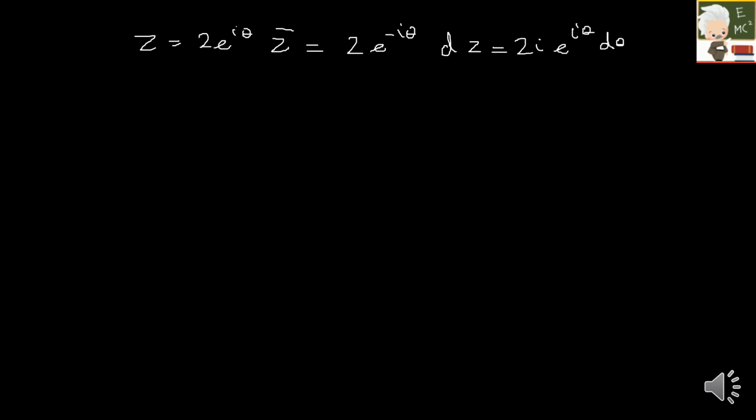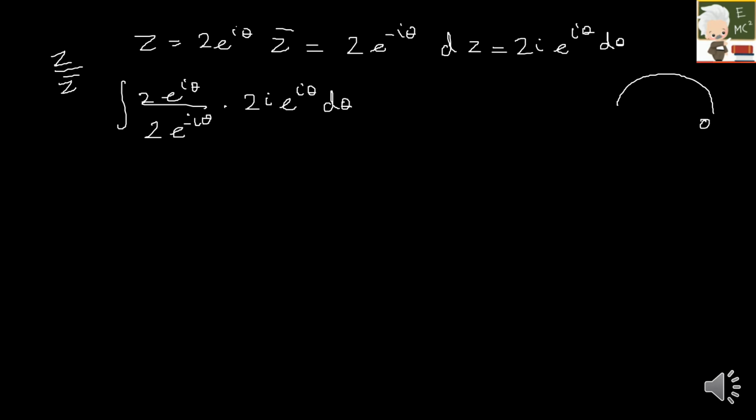So the data we are having is z is equal to 2 e raised to i theta and z bar is 2 e raised to minus i theta and dz was 2i e raised to i theta d theta. Fine? Good. So now integral, it was z by z bar. This was our question. So 2 e raised to i theta by 2 e raised to minus i theta into my dz which was 2i into e raised to i theta d theta. And what is your limits? Again, it was a half of circle. So it should be from 0 to pi, right? So the limits are from 0 to pi.